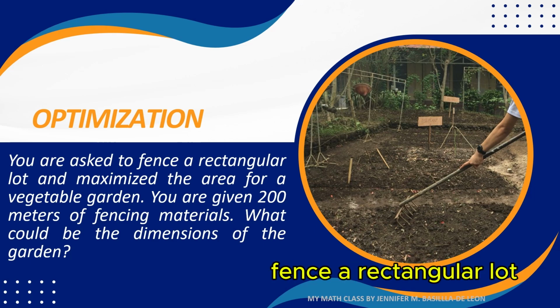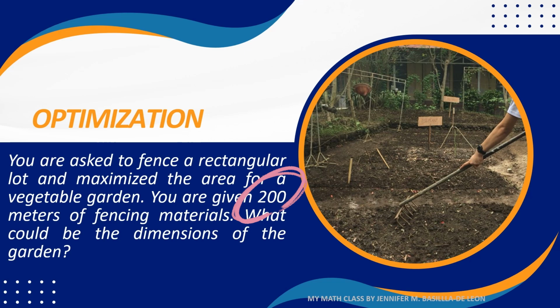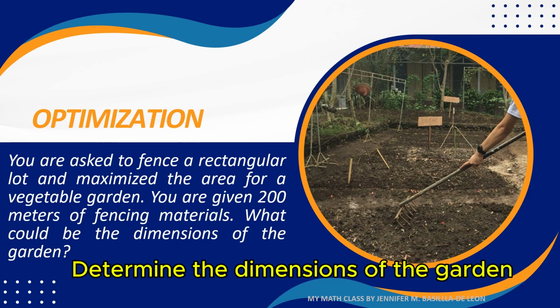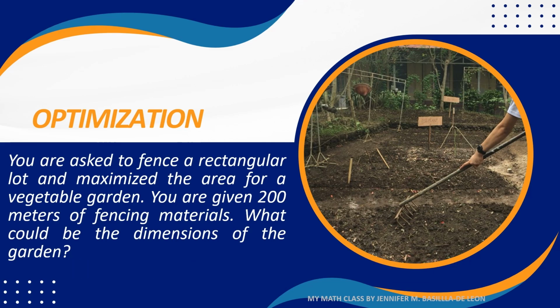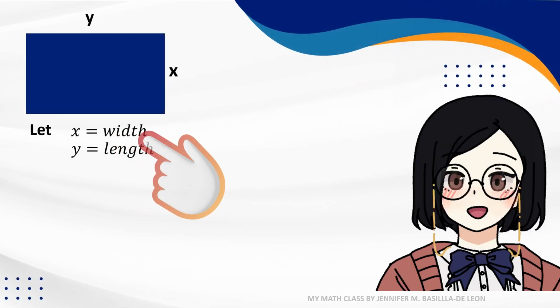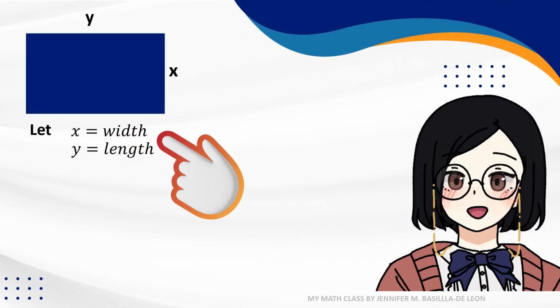In this problem, we are asked to fence a rectangular lot to maximize the area for a vegetable garden. We have 200 meters of fencing material available. Our goal is to determine the dimensions of the garden that will give you the largest possible area. To solve this problem, let's define our variables. Let x represent the width of the rectangle and y represent the length.